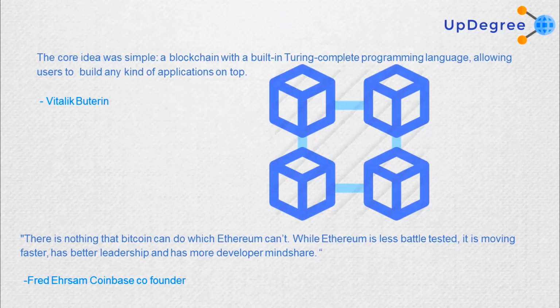So basically, that is what, as per the thing, and there is another counter code from Coinbase, which is one of the crypto exchanges. There's nothing that Bitcoin can do that Ethereum cannot do. While Ethereum is less battle tested, it is moving faster, and has better developer leadership and developer mindshare because this is core towards programming language, right? It can be absorbed easily by any of the developers.